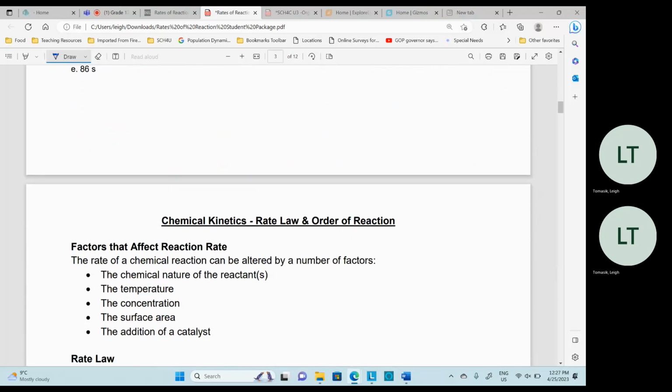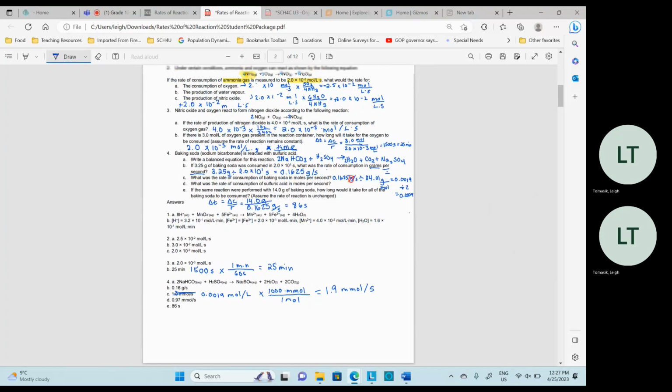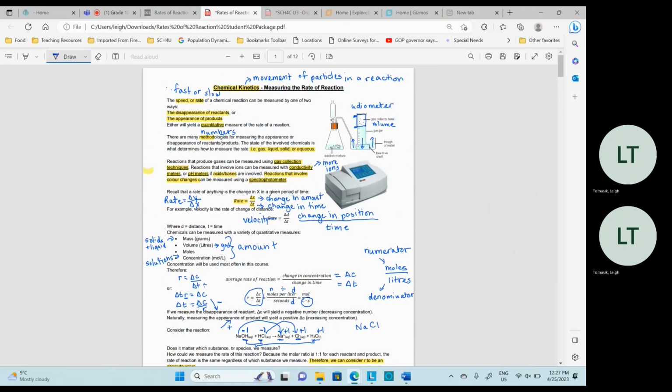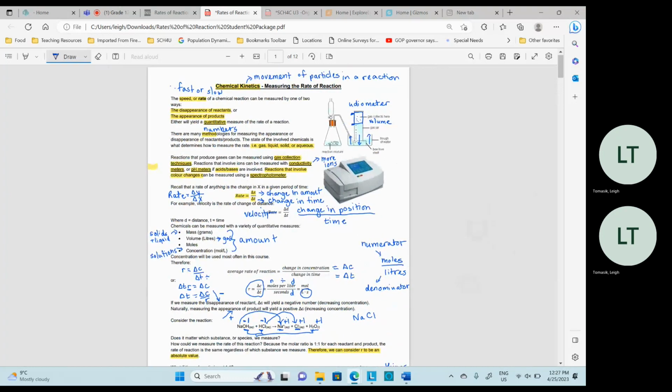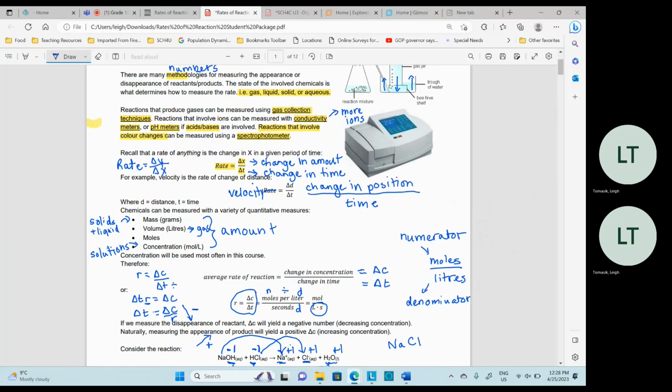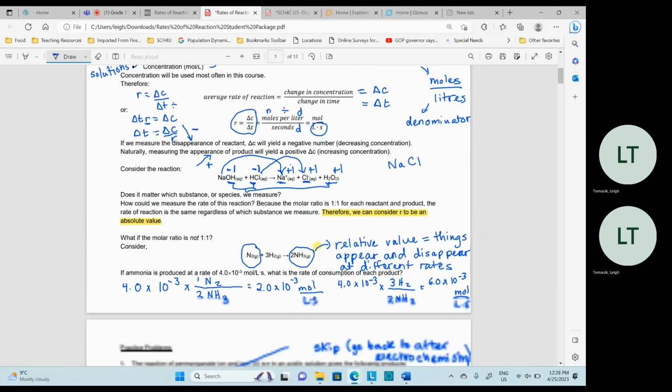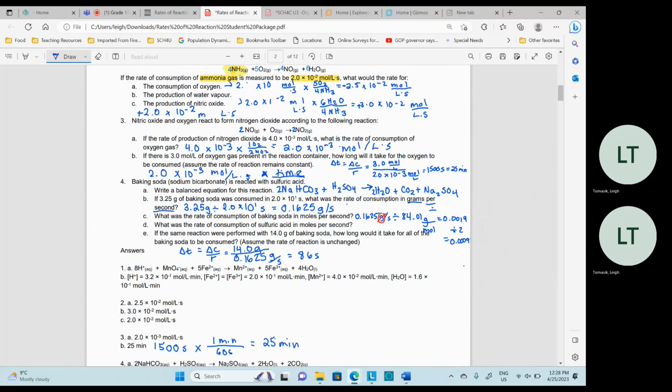Okay, so that was your introduction to chemical kinetics, your introduction to measuring rates of reaction and how relative rates are related to each other via their coefficients in balanced chemical equations. That's it for today, and we'll see you tomorrow.